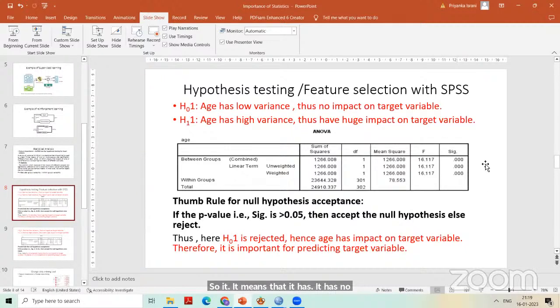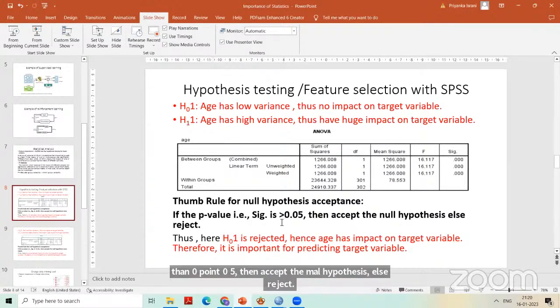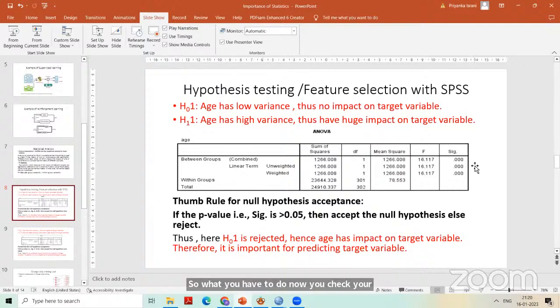So how do we check this? There is a thumb rule for hypothesis testing. Significance is the p-value. If the p-value, that is the significance, is greater than 0.05, then accept the null hypothesis, else reject. Now you check. Your significance is 0, which is less than 0.05. So we are not accepting, we are rejecting the null hypothesis.